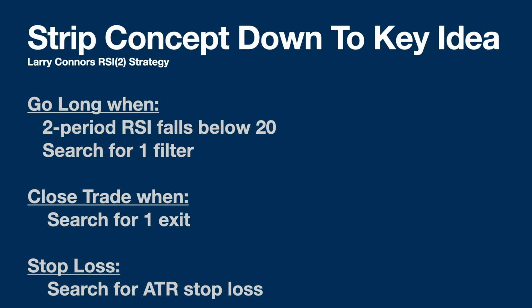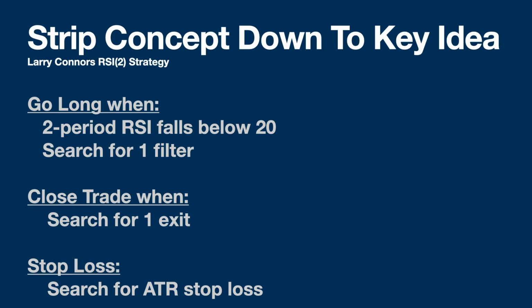I hope the concept of the key idea made sense, and we could actually approach this in a different way. So if we strip down, going back to the key idea, or going back to Connor's original idea, what we can do is, let's take a look at go long when. Well, the 2-period RSI we always want to have there. So when the 2-period RSI falls below 20, we're going to go long. But let's actually search for a new filter, and at the same time, let's look for an exit. So close trade when, we're going to search for one exit. And then also, we're going to add a stop loss, right? Who's going to trade without a stop loss?